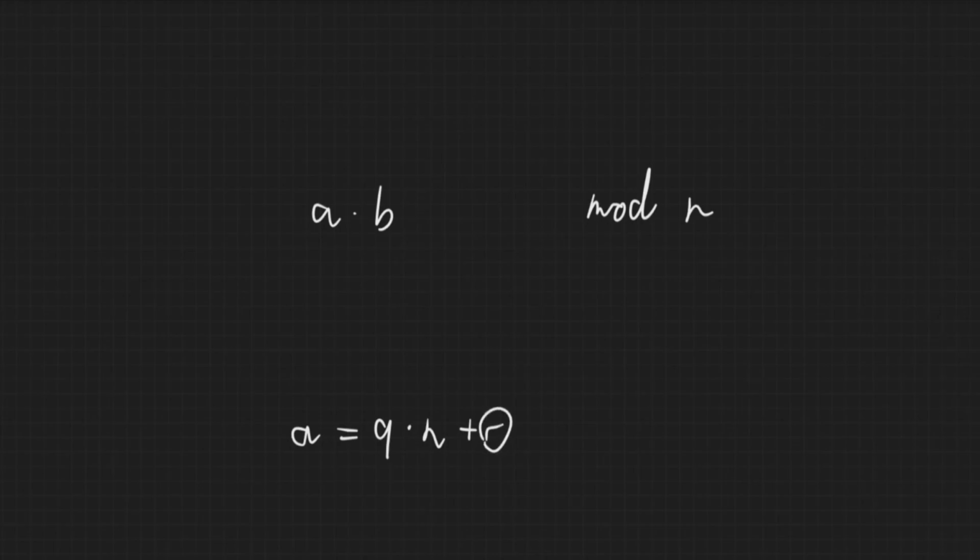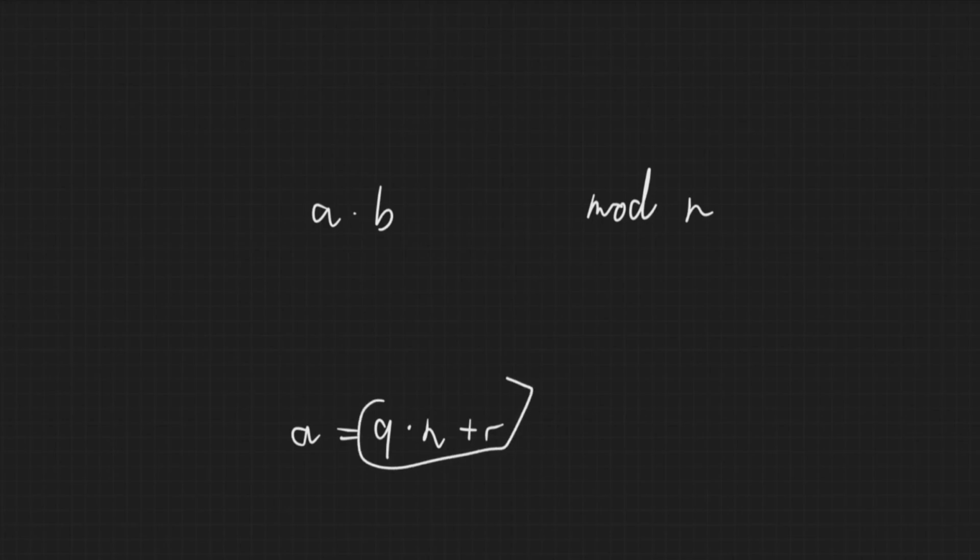But why does this trick work? Well, let's say I want to multiply two numbers a and b modulo some number n. And I know that a can be divided by n, and this will give me some remainder r. So I can write a as some quotient q times n plus some remainder r. And r, again, is some number between 0 and n minus 1.